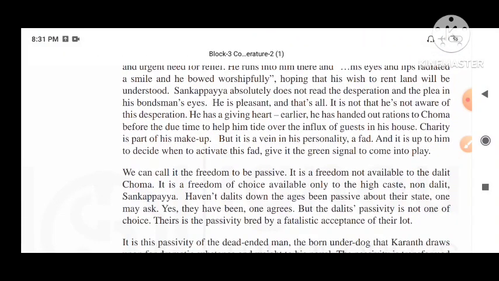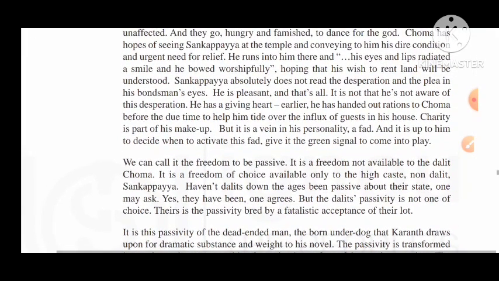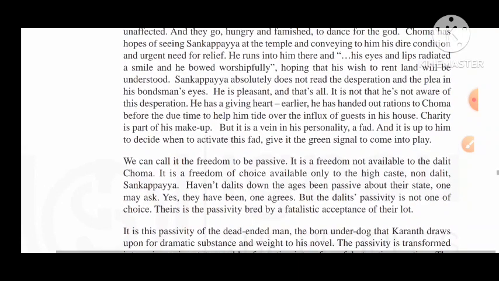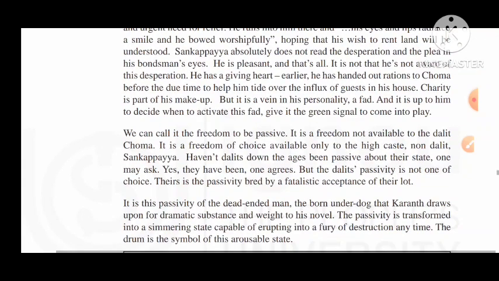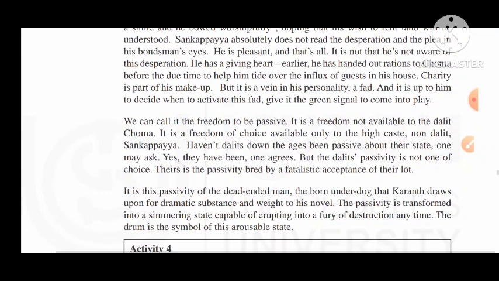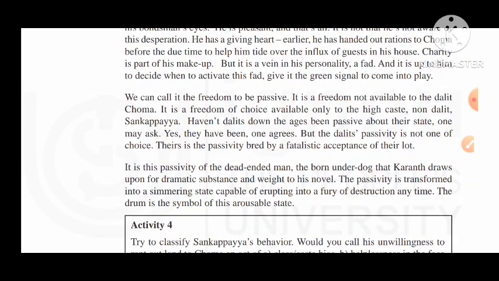Sankapaya absolutely does not read the desperation and the plea in his bondsman's eyes. He is pleasant, and that's all. It's not that he is not aware of his desperation. He has a giving heart. He has handed out rations to Choma before the due time to help him tide over the influx of guests in his house.